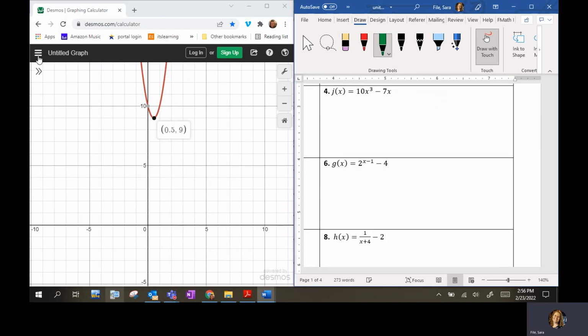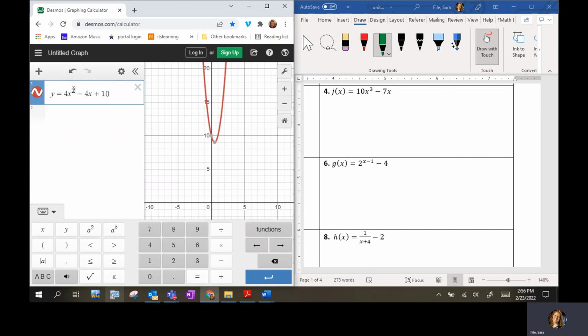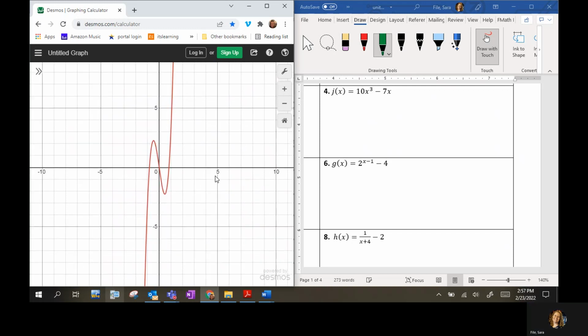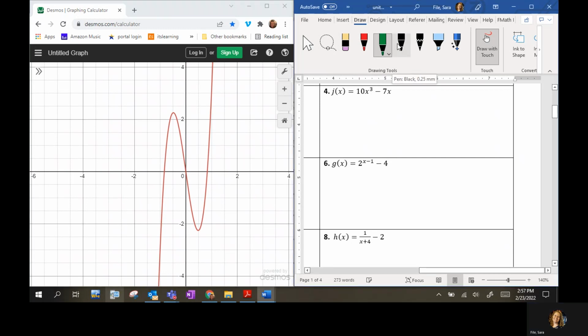All right, now we've got a cubic. So the cubic function, cube that, and that's a 10. 7x. All right, so we have a cubic here that has got some changes in direction. This is like the center. This hasn't been shifted over if we were to figure this all out, but it does have a couple of vertices, a couple of changes in direction.